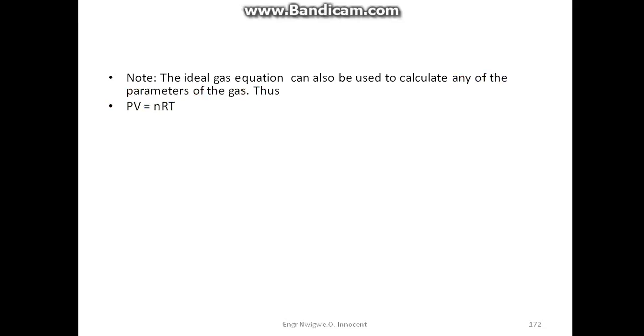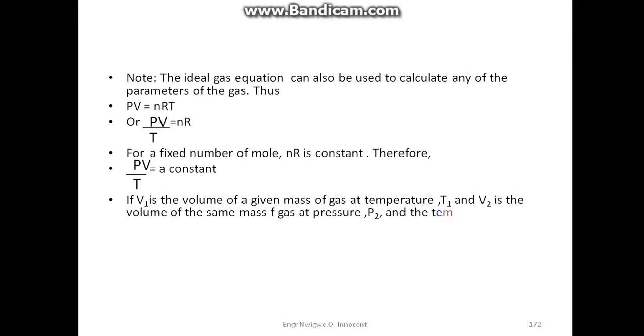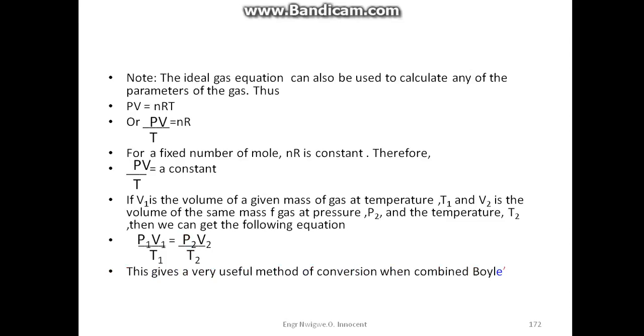Thus, PV equals nRT, or PV over T equals nR. For a fixed number of moles, nR is constant, therefore PV over T equals a constant. If V1 is the volume of a given mass of gas at pressure P1 and temperature T1, and V2 is the volume of the same mass of gas at pressure P2 and temperature T2, then we get the following equation: P1V1 over T1 equals P2V2 over T2. This gives a very useful method of conversion, combining Boyle's law and Charles' law.